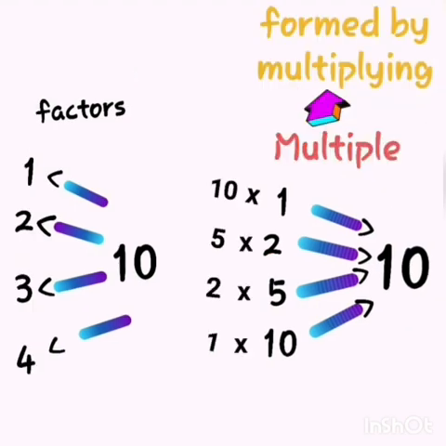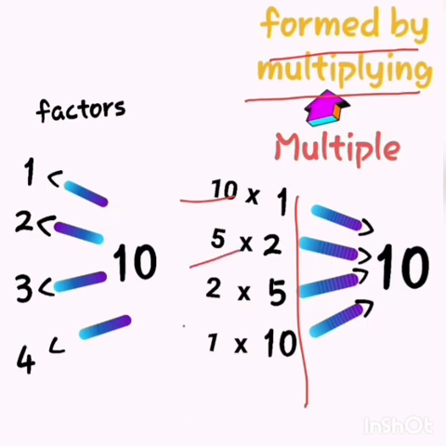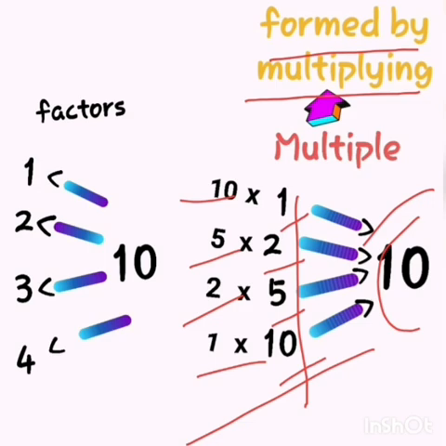Because 10 is formed by multiplying these numbers with some other number. So 10 is formed by multiplying 1 with 10, by multiplying 2 with 5, by multiplying 5 with 2, and also by multiplying itself with 1. So 10 is a multiple of 1, a multiple of 2, a multiple of 5, and also a multiple of itself, that is 10. So if I get 10 by multiplying these numbers by some other numbers, I say that 10 is a multiple of these numbers, right?